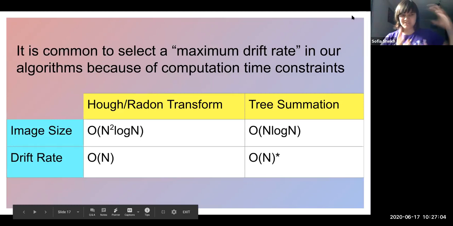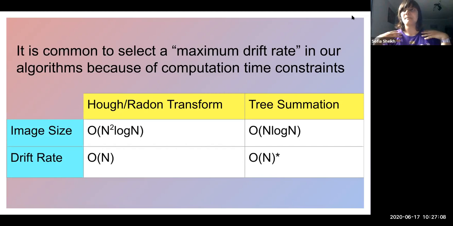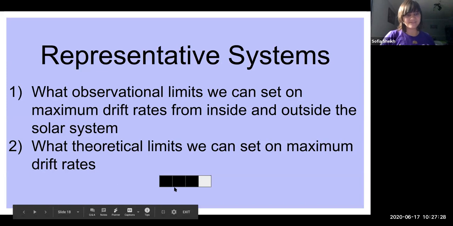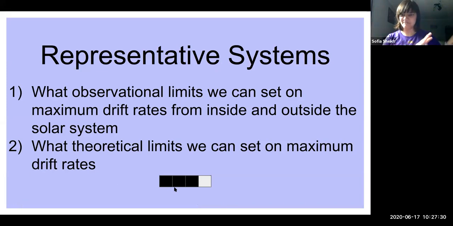So to summarize all of that, why do we want to choose a maximum drift rate? Because for both of these algorithms, they're order n in drift rate. So if we want to search twice as many, it'll take twice as long. So we'd better have a pretty good reason for wanting to search 2 times as many drift rates if it's going to double our search time. Cool. So that's kind of the computer sciencey side of my talk. Now I'm going to get to the astrophysics side.